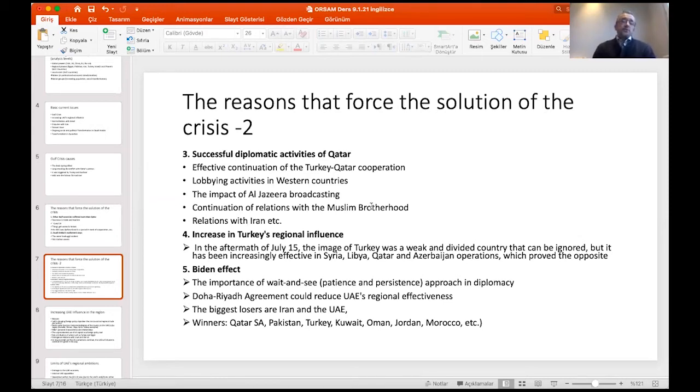We can take some lessons from this crisis. First is the importance of wait and see, or patience and persistence approach in diplomacy, in the name of Qatar, of course. And the Doha Riyadh agreement could reduce UAE's regional effectiveness. And the biggest losers are Iran and the UAE for now, of course. From now on, they can project new strategies and new policies, and the region is very dynamic. The regional issues and regional policies is very dynamic. A lot can change in one night, and can see and analyze in time.